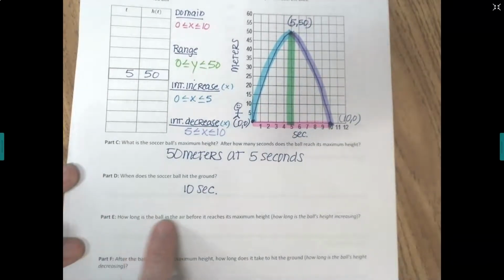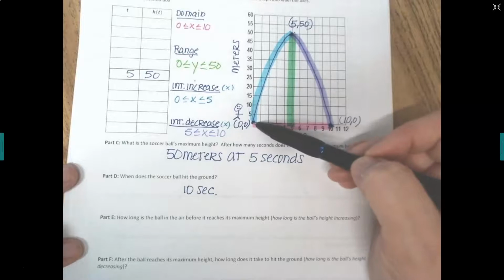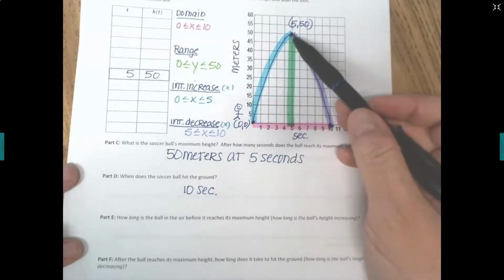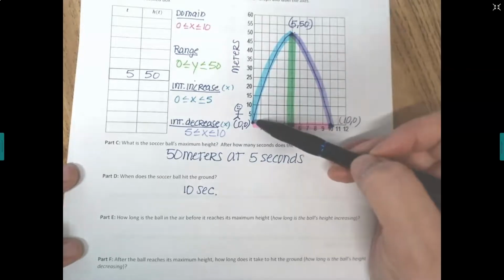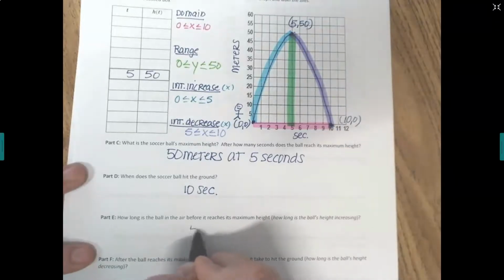Now, how long is the ball in the air before it reaches its maximum height? Meaning, how long is the ball's height increasing? So it's increasing in this blue area here, because you kicked it and it started going up until it hit the vertex when it started going down. And it says, how long is it in the air before it reaches its maximum height? So it's at 0 seconds here and 5 seconds there. So it's increasing for 5 seconds.